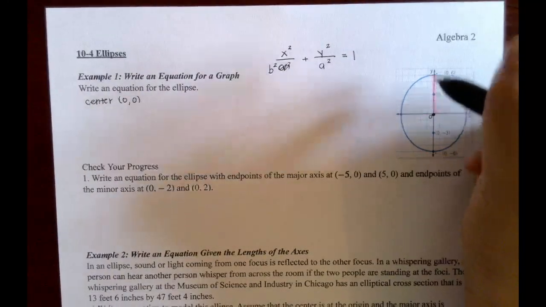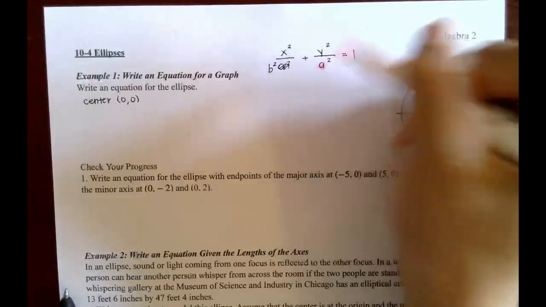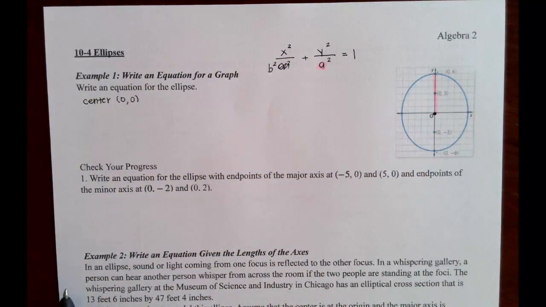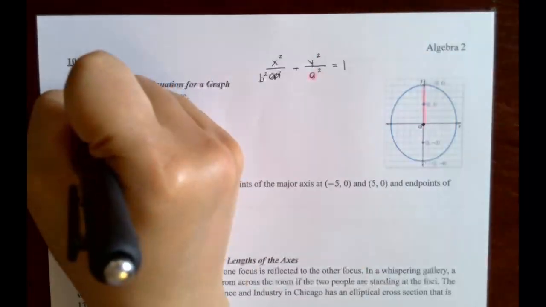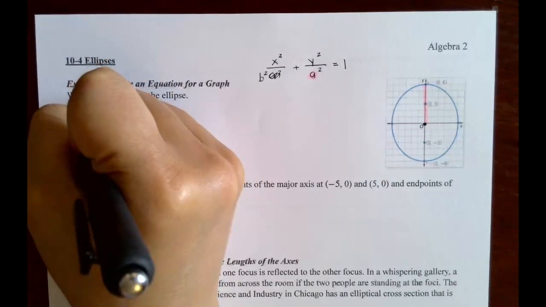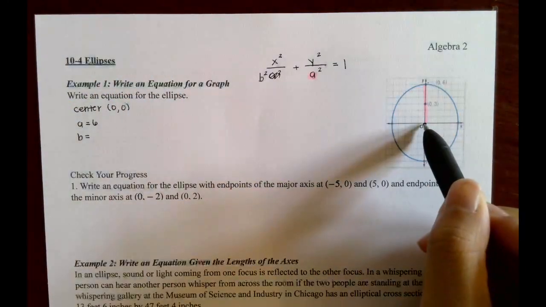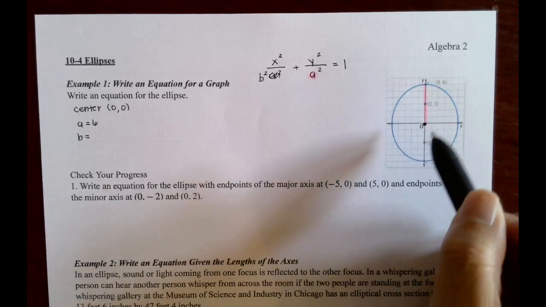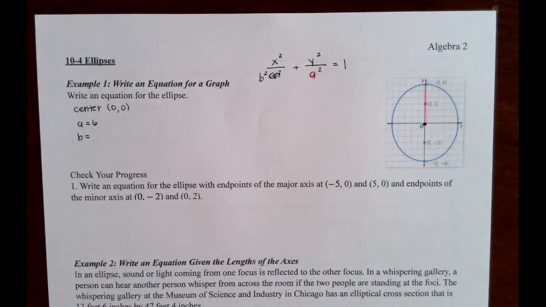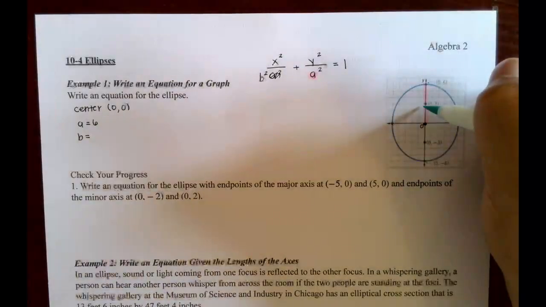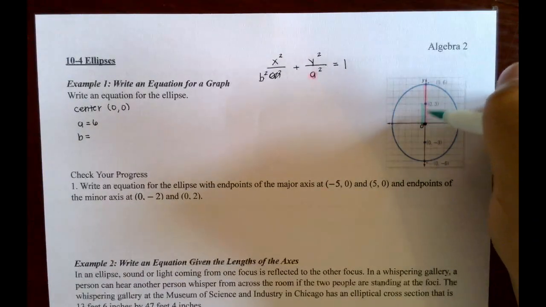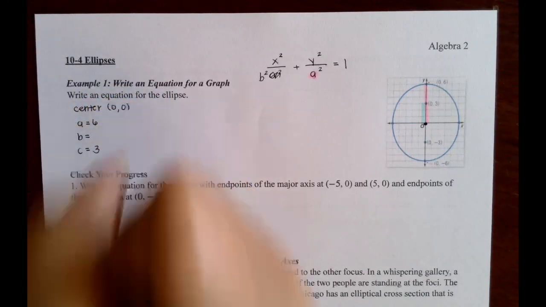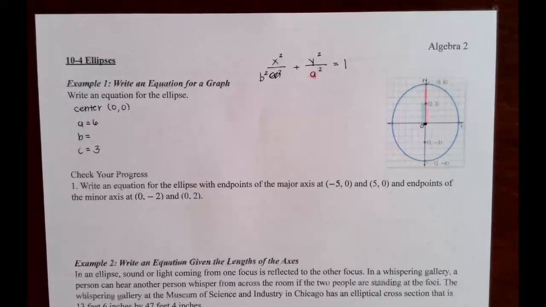This gives you a, because it's measured from the center to this vertex point here, and this is 6 away. So a here is 6. I don't know what b is, although if I were given the graph I could count it. Technically, since they didn't write it, we're going to pretend we don't know it. The other value I have is c, which is center to foci. Here this is a distance of 3. So c equals 3.